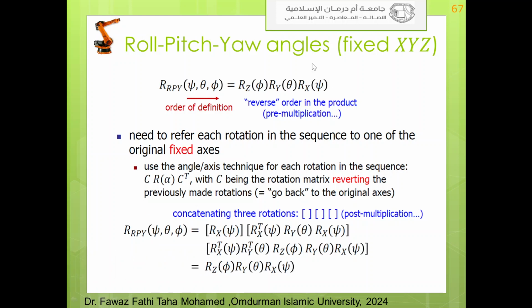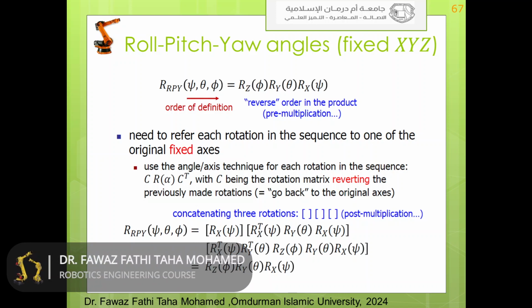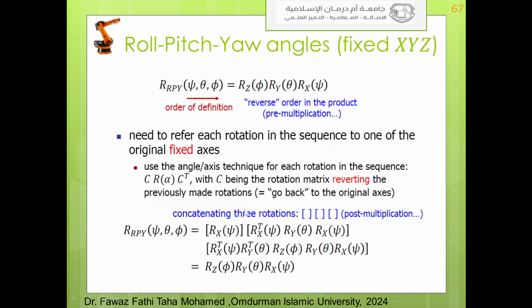So in order to prove this pre-multiplication, we will use the post-multiplication technique. As we said before, the post-multiplication technique is the common formula. Firstly, I have to rotate around X, no problem here. Then I have to rotate around Y of the fixed axis, but in order to make everything around the current axis, I revert any previously made rotations. The only made rotation is around X.